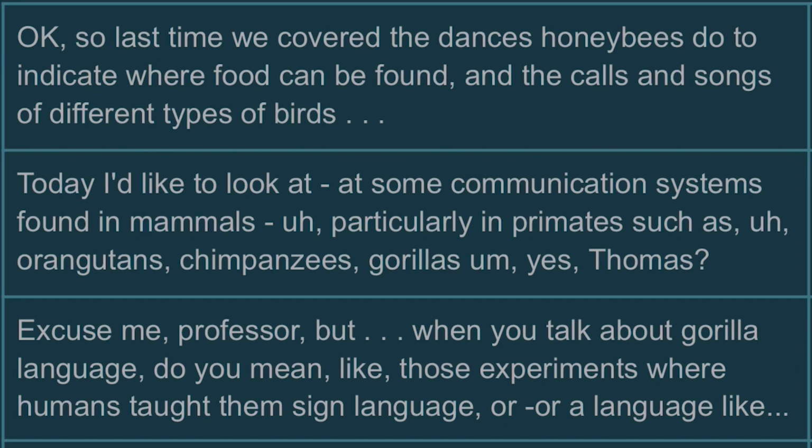Okay, so last time we covered the dances honeybees do to indicate where food can be found and the calls and songs of different types of birds. Today, I'd like to look at some communication systems found in mammals, particularly in primates, such as orangutans, chimpanzees, gorillas. Yes, Thomas?